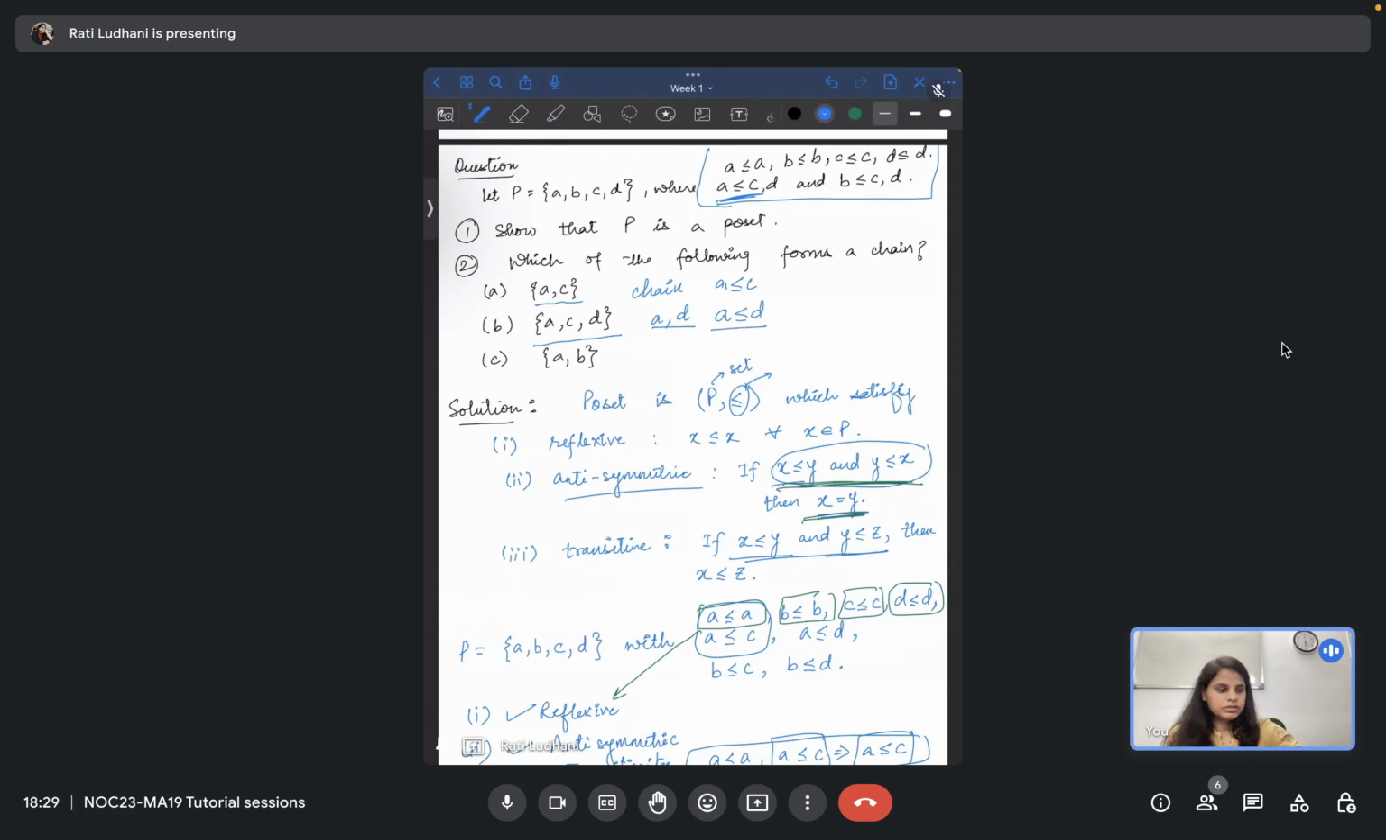Yeah, A and D are incomparable, so this is not a chain. And A comma C are comparable, so this says that this is not an anti-chain. So this is neither a chain nor an anti-chain. Exactly. Very good. What about A comma B?